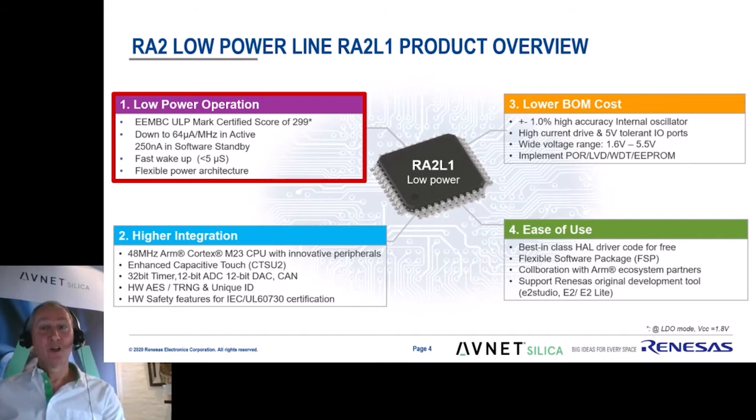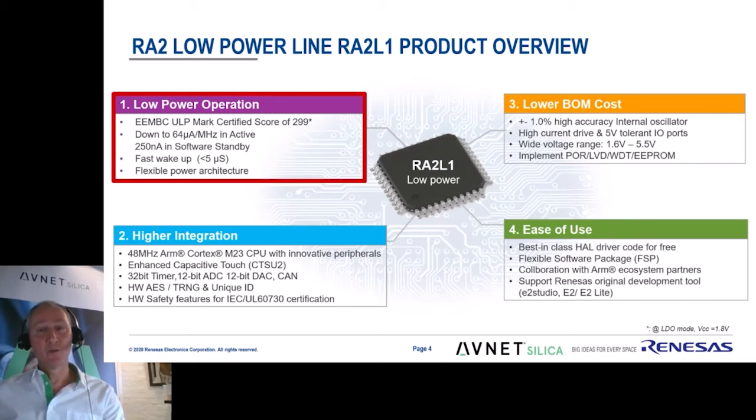As I already highlighted in one of my earlier videos, the RA2L1 is packed with features. In this video I will detail box number 1, low power operation. The RA2L1 is designed for ultra low power consumption. This device consumes an operating current of 64 microamps per megahertz in active mode and has a software standby current of 250 nanoamps with less than 5 microseconds fast wake up time.